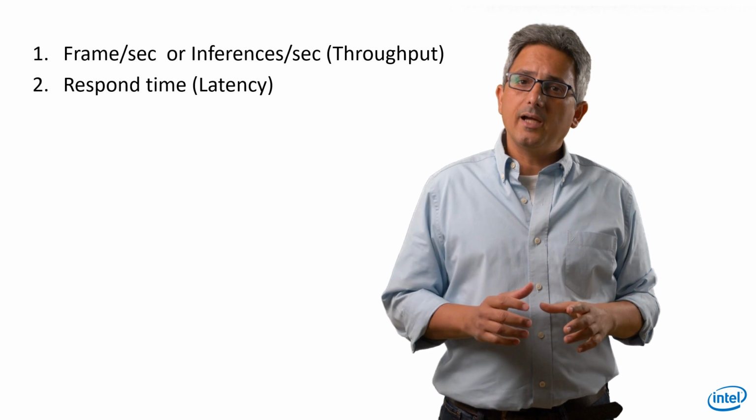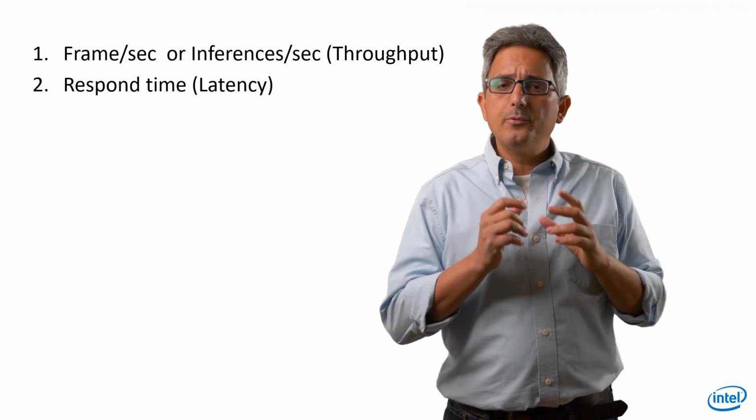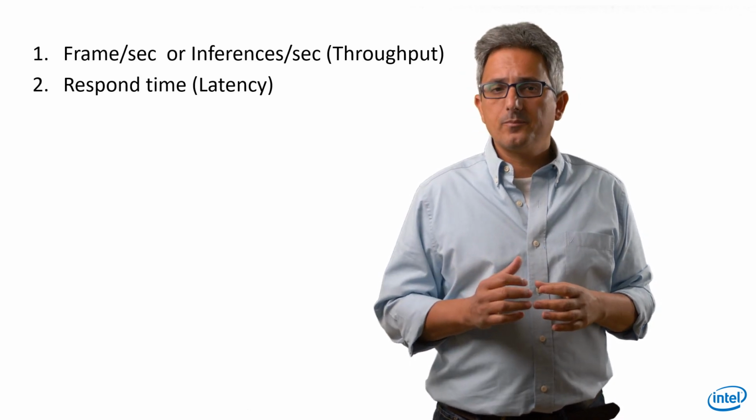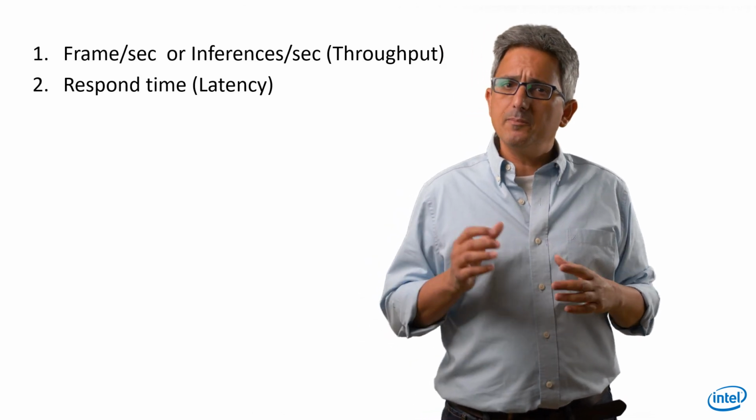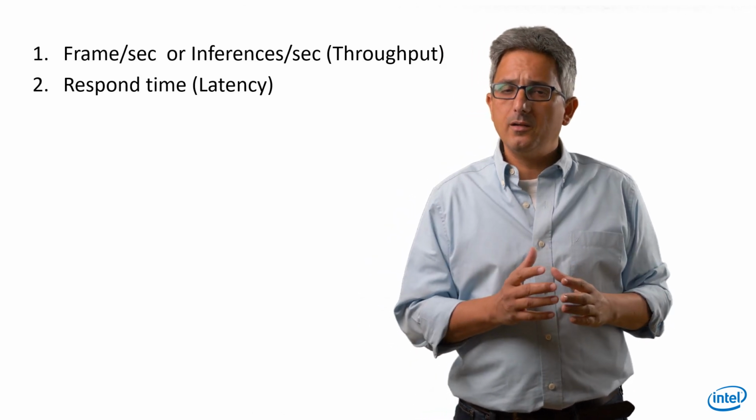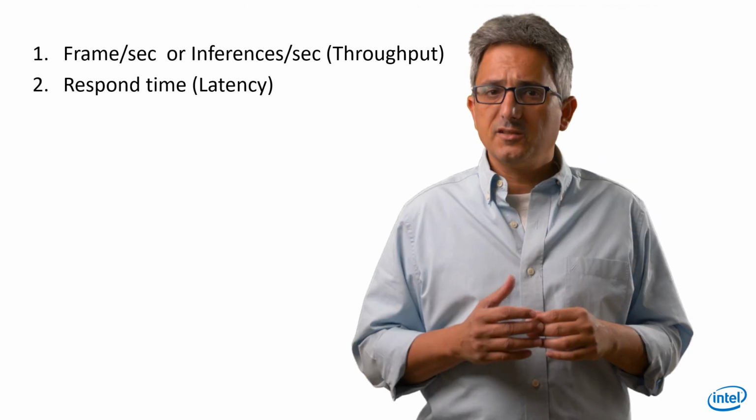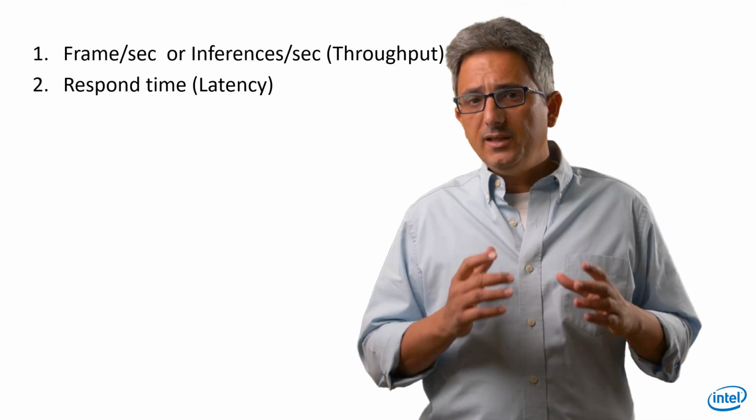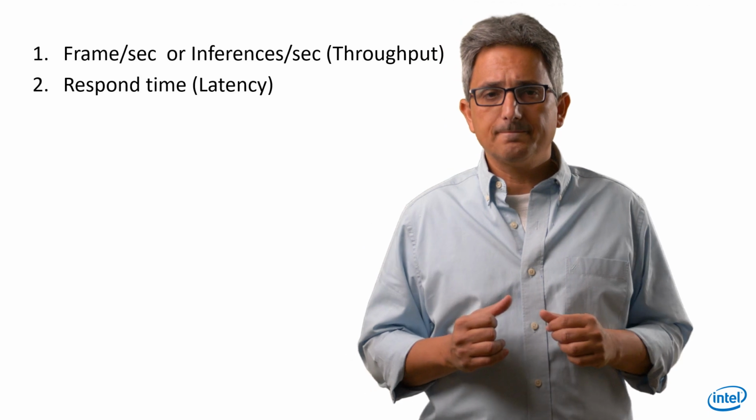Number 2, response time or latency. Some techniques like batching will improve the efficiency of your model but degrade the response time. If you're running a batch of 64 images at once, it might be more efficient per frame, but the first frame will take longer to infer. So, if you have a delay-sensitive application and you need real-time response, you might need batch of 1.